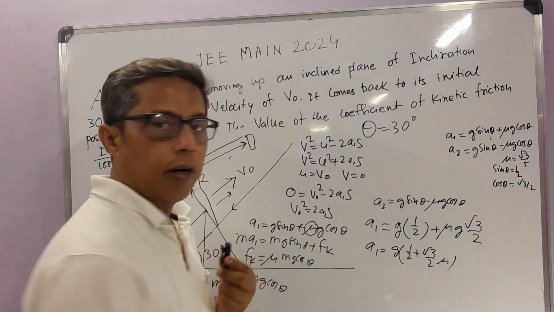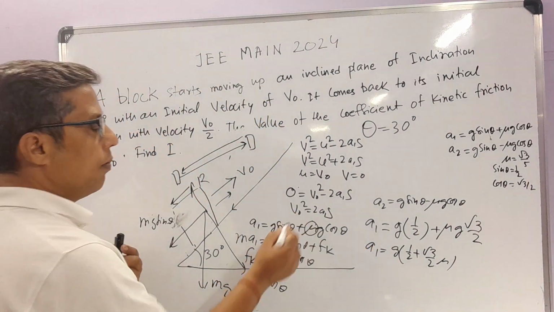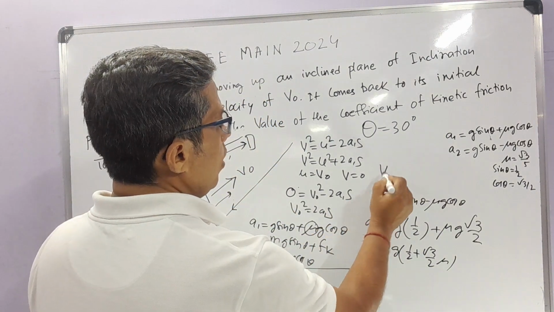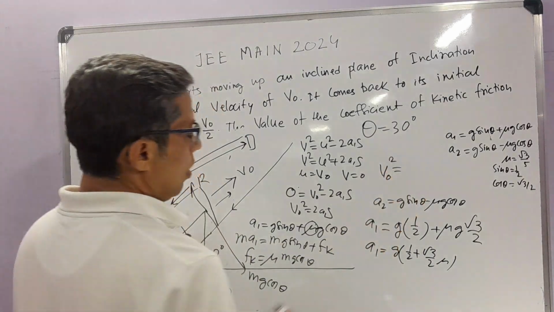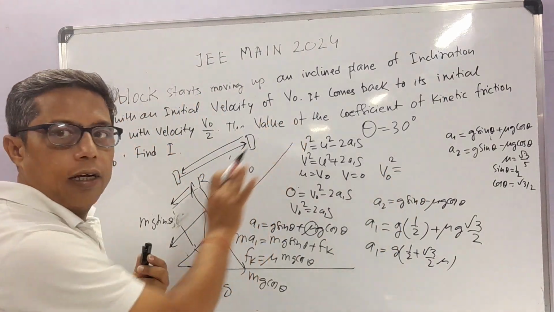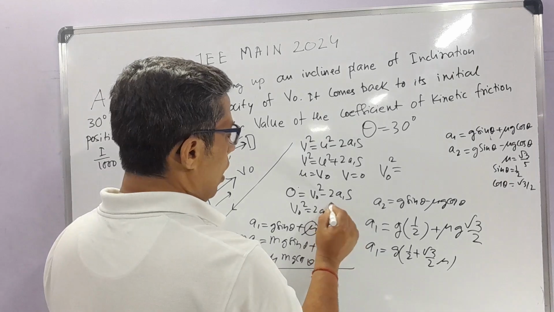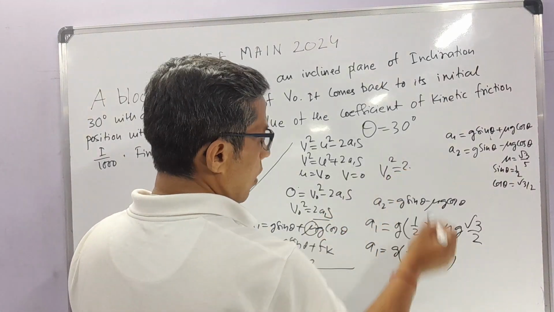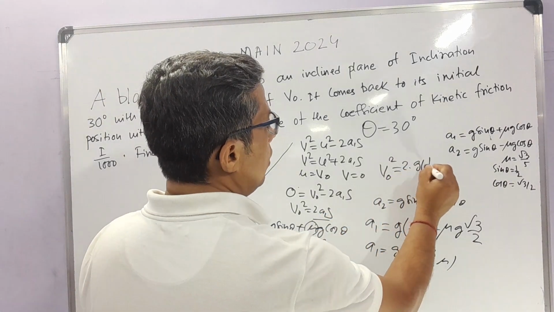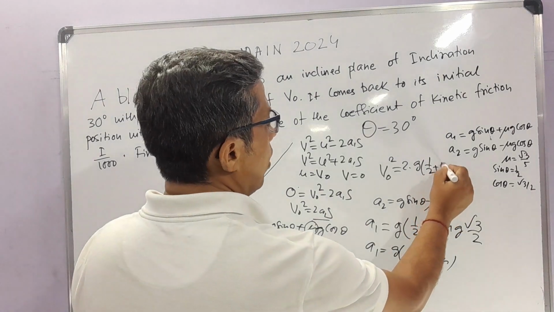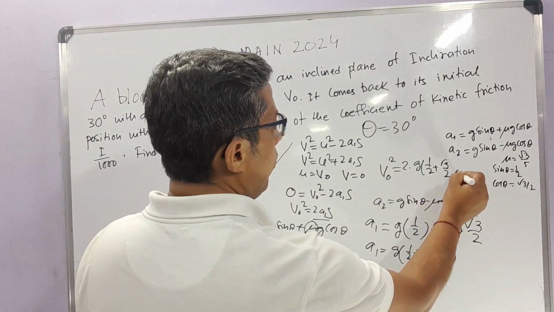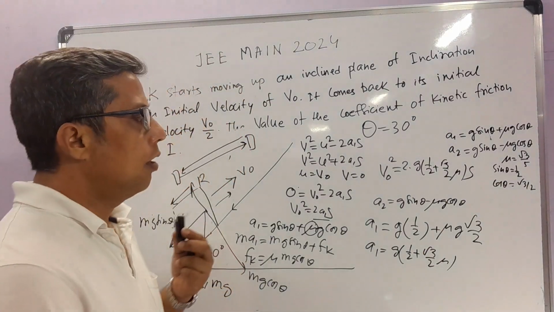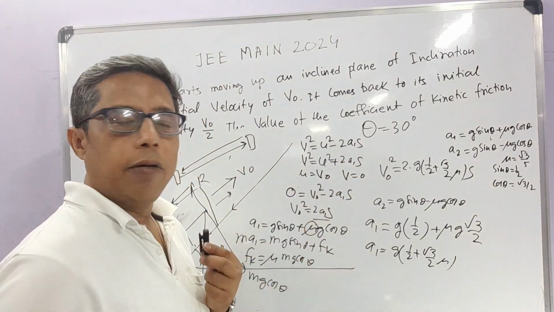So what will be the value of v1 square? v0 square for the upward motion is equal to 2a1s, which is 2 into g times half plus root 3 by 2 mu, into s. You got the upward motion velocity v0 square.